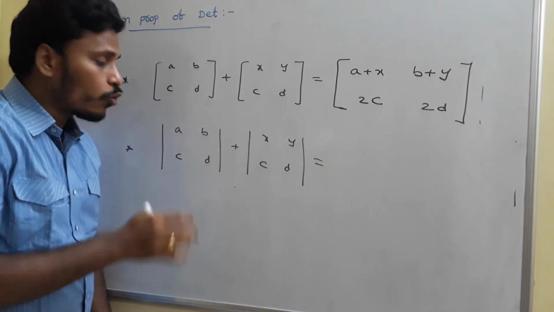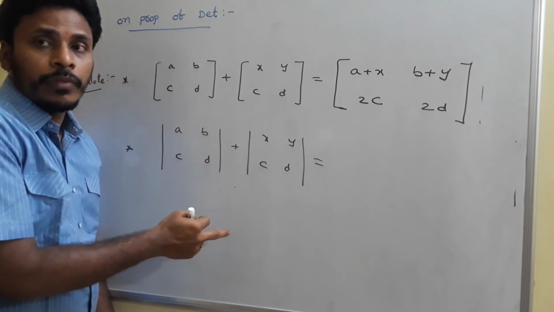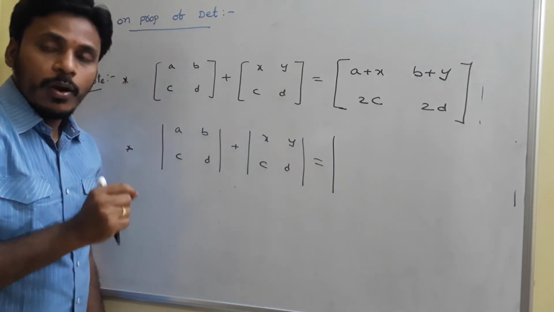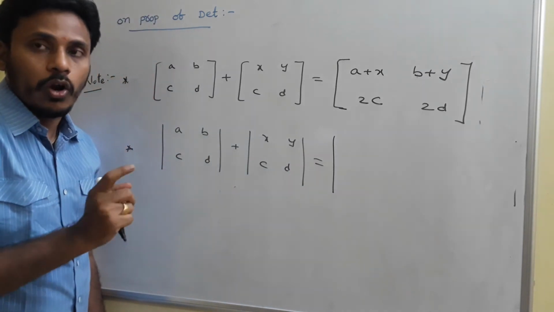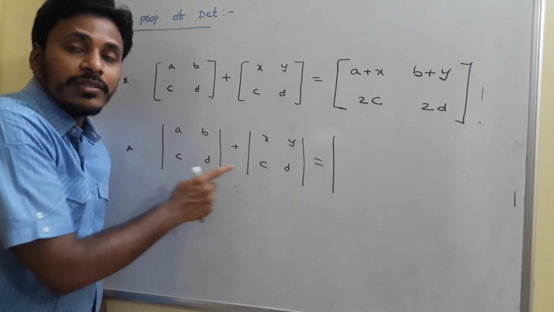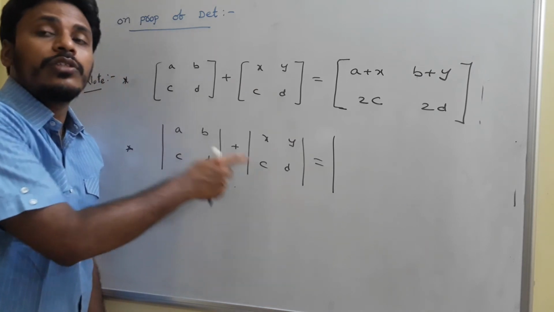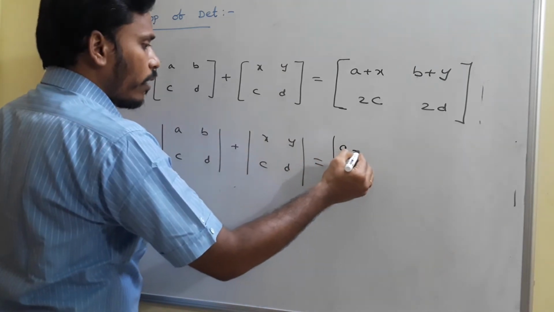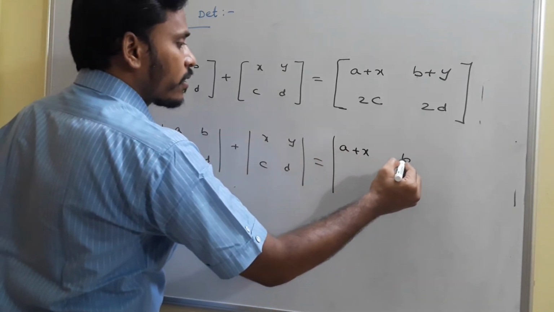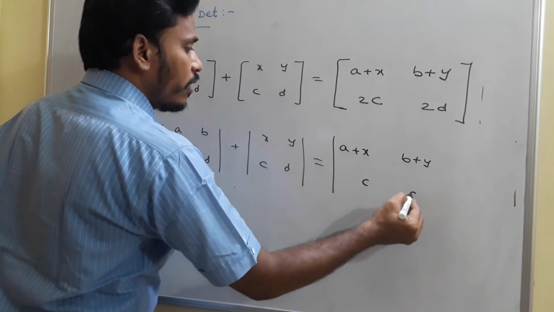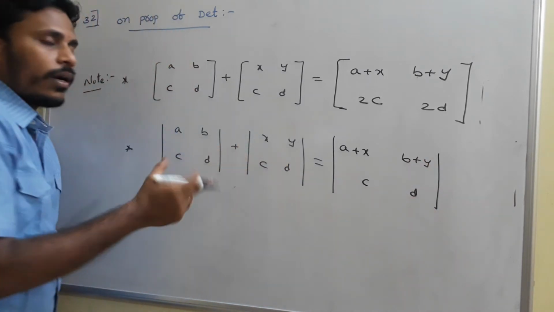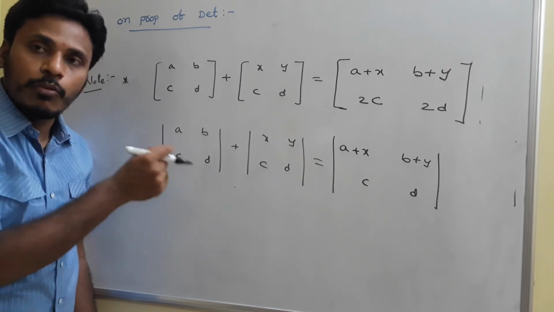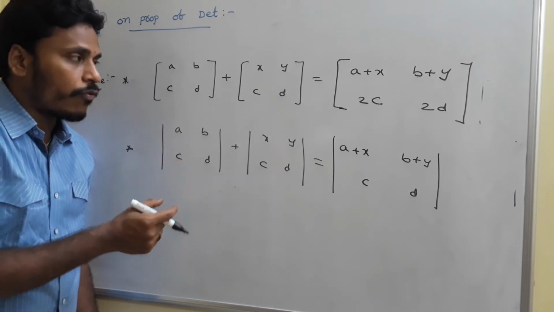Whereas coming to the addition of determinants, first of all we need to check whether there is any common row or not. Here there is a common row. Since there is a common row, you just add the remaining. See, only one unequal row: A plus X, B plus Y, C, D, and this is the sum of determinants.